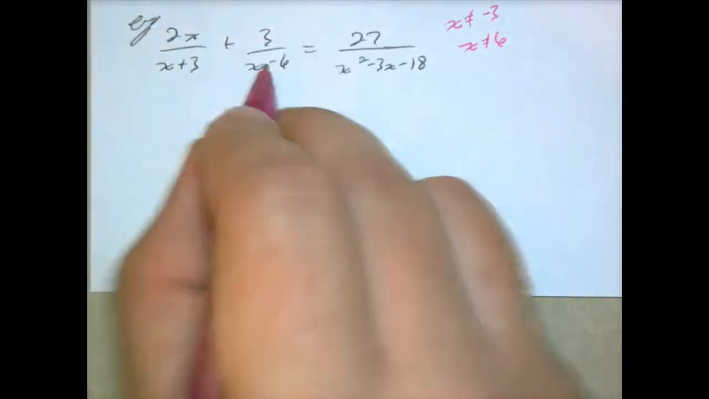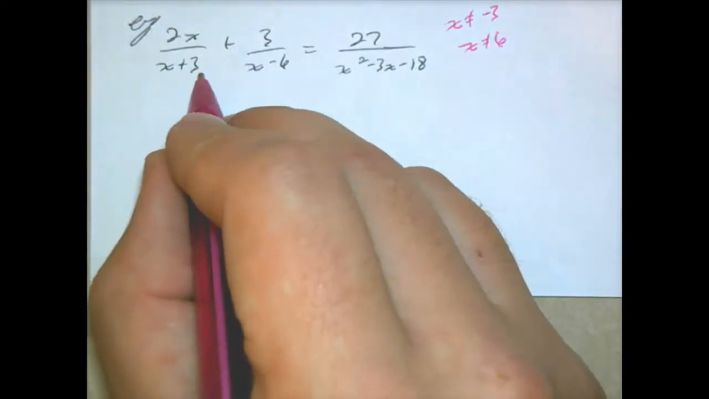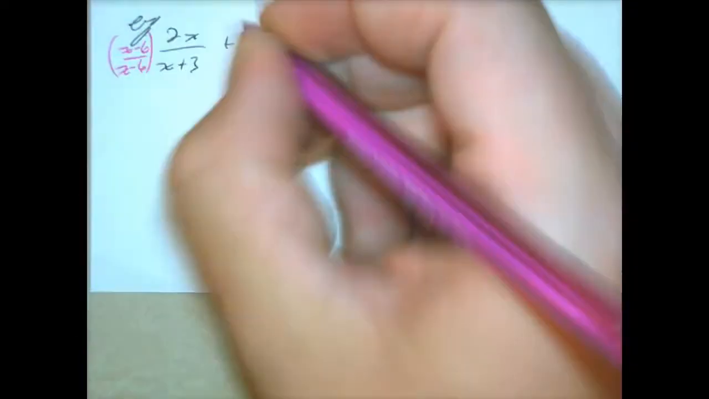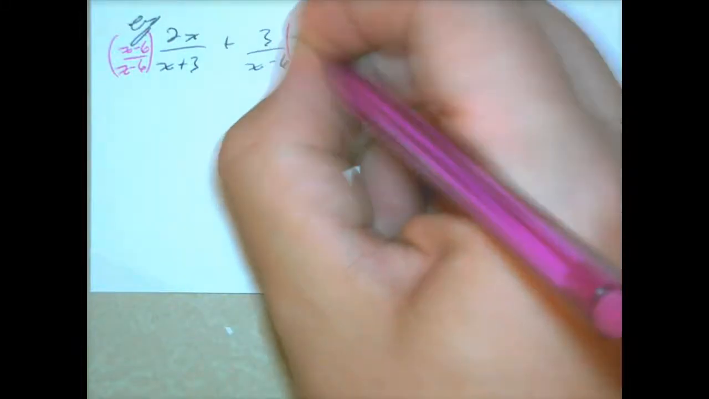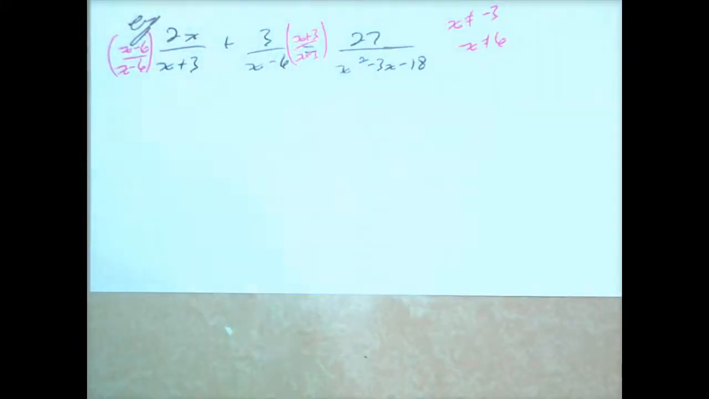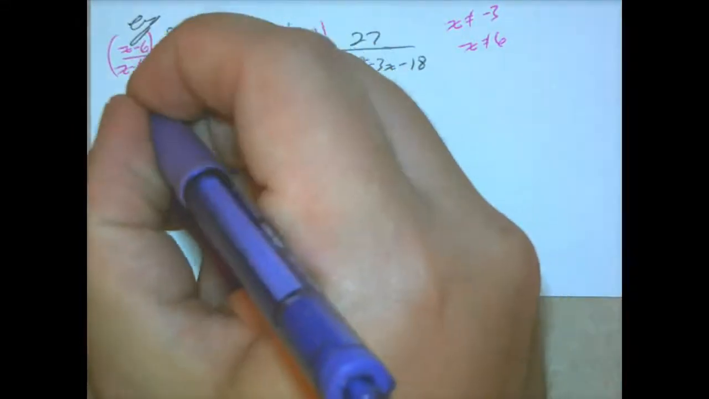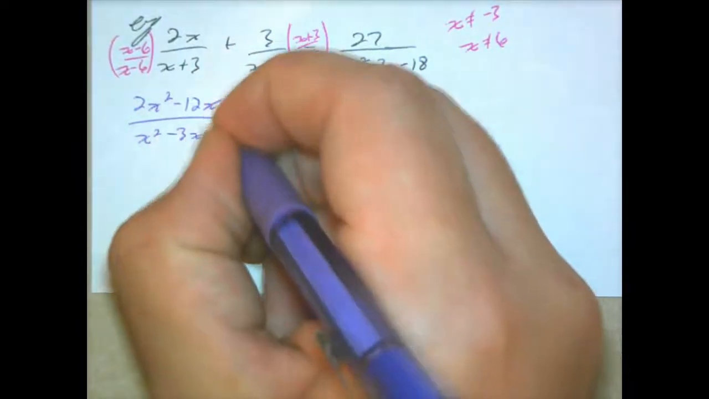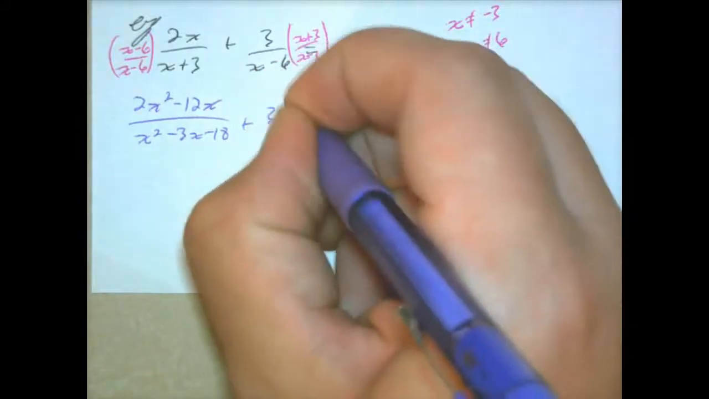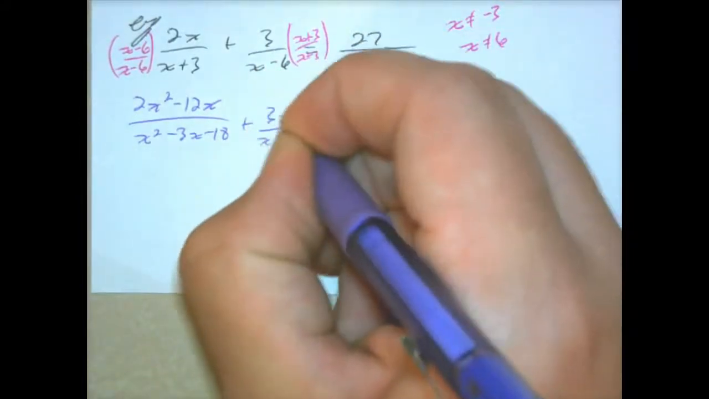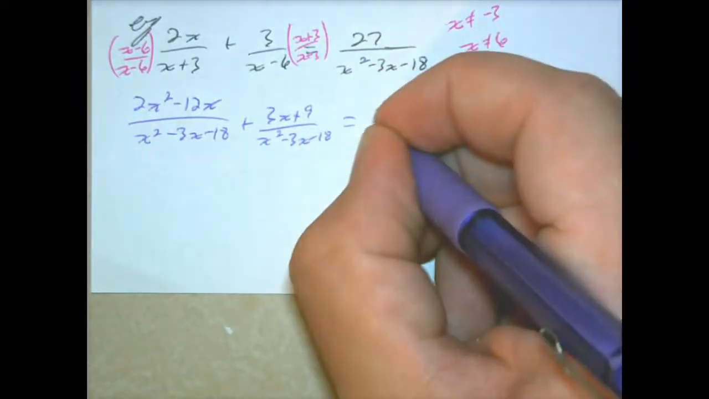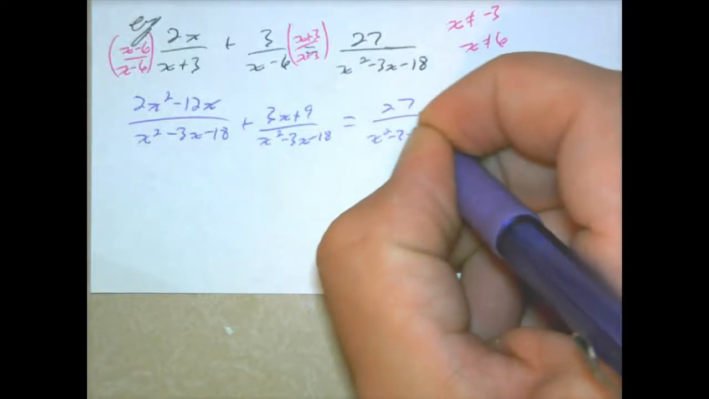Now in order to add these, remember to add fractions you have to have a common denominator, so I'm going to multiply this one by x minus 6 over x minus 6. I'm going to multiply this one by x plus 3 over x plus 3. And now I will come out with 2x squared minus 12x over x squared minus 3x minus 18 plus 3x plus 9 over the same thing, x squared minus 3x minus 18, equals 27 over the same thing, x squared minus 3x minus 18.